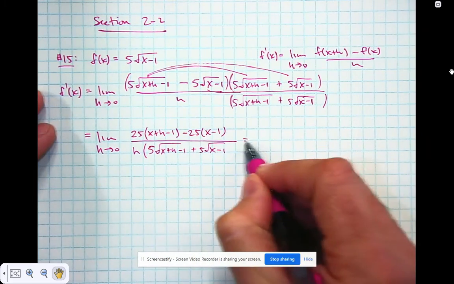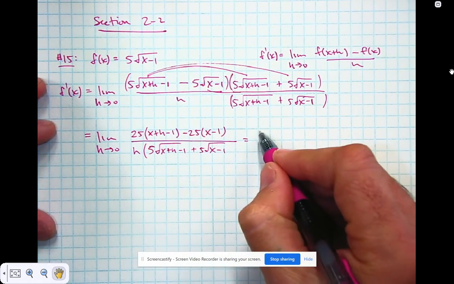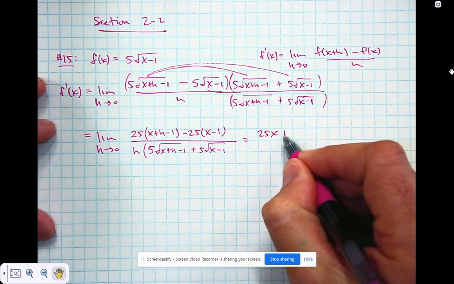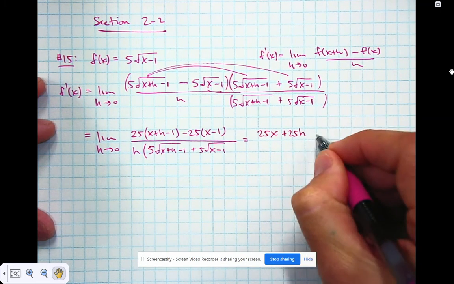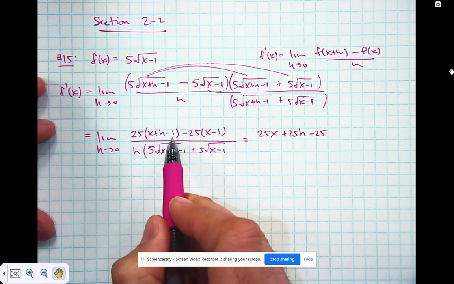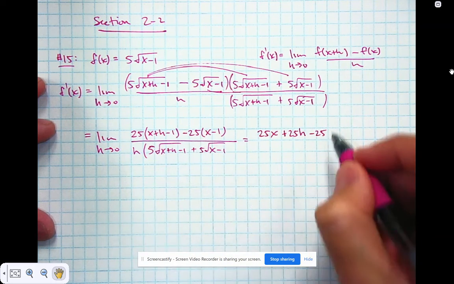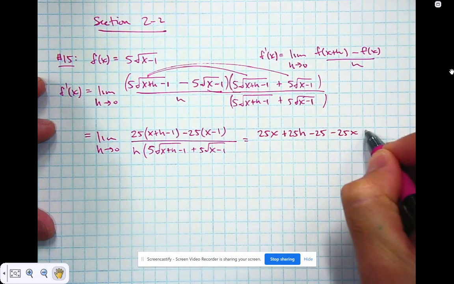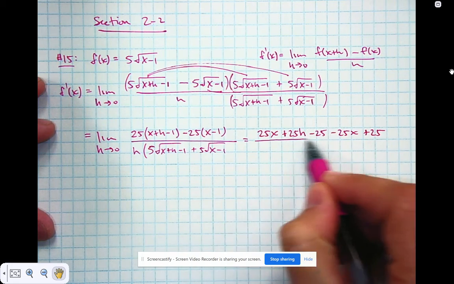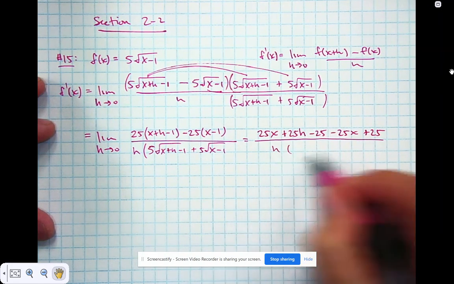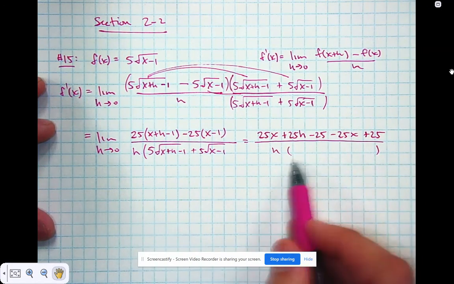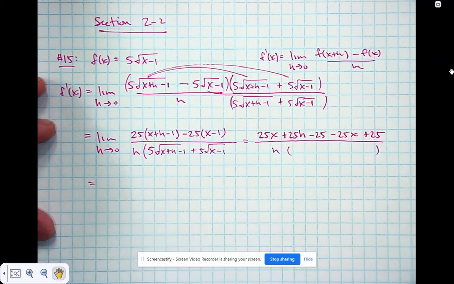Okay, and let's see what happens here. Let's distribute, and we get 25x plus 25h minus 25. That's these three terms. Then this becomes minus 25x and then plus 25, all over the same denominator. I'm fine with just writing h and that stuff for homework. I know it's all that, I don't want to write it.